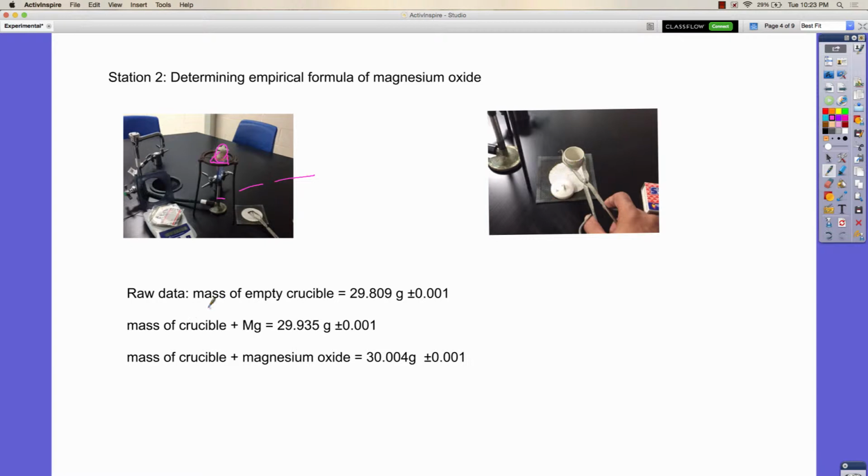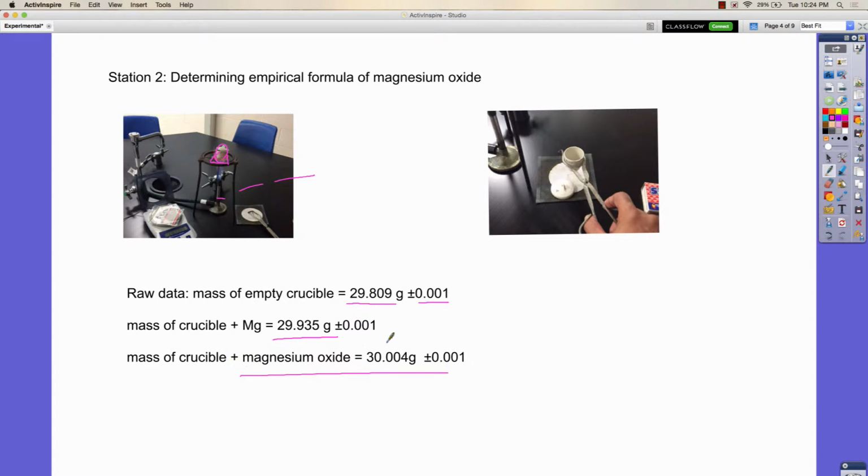The only measurements you have today are mass measurements. First, measure your crucible, and it's digital, so this is my absolute uncertainty. Then the crucible with magnesium, and finally, after the reaction is done, the crucible with magnesium oxide.